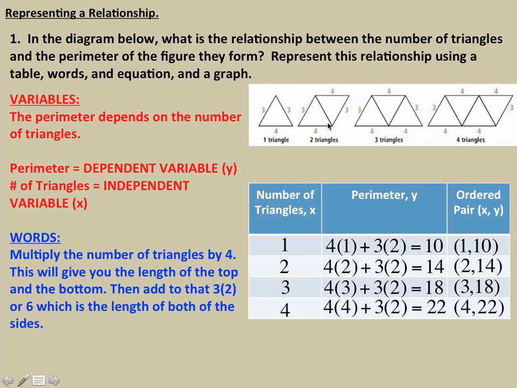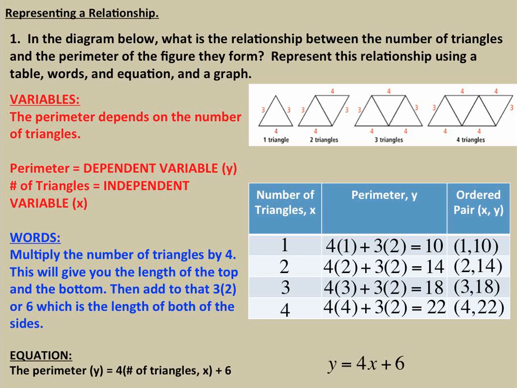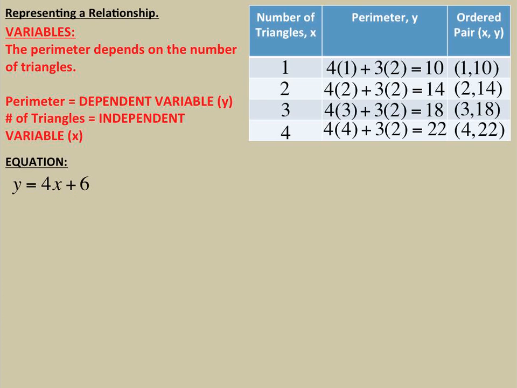So the 3s and the 3s were always these sides. The 4s told me the top and the bottom. Okay? How many 4s? Well, that depended on how many triangles I have. Cool. So my equation would be y equals 4 times the number of triangles plus 6. Or in symbols, y equals 4x plus 6. Great.